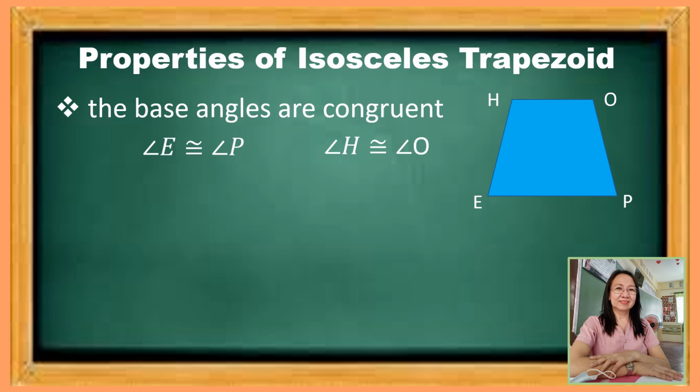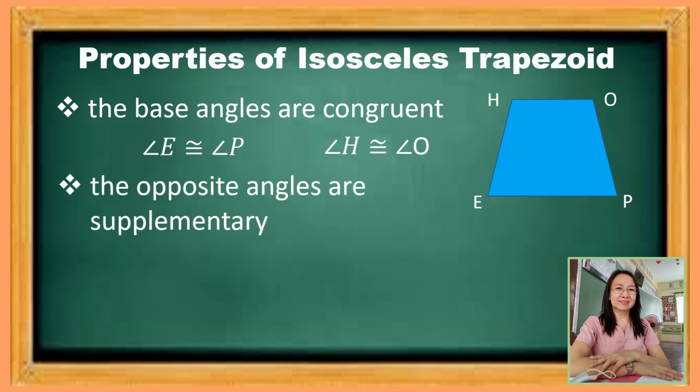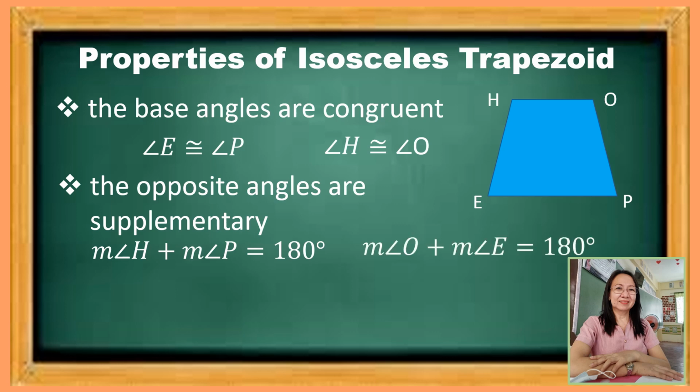Another property of an isosceles trapezoid is that the opposite angles are supplementary. Therefore, the measure of angle H plus the measure of angle P is equal to 180 degrees, in which angle H and angle P are opposite angles. The same with the measure of angle O plus the measure of angle E, which is also equal to 180 degrees.